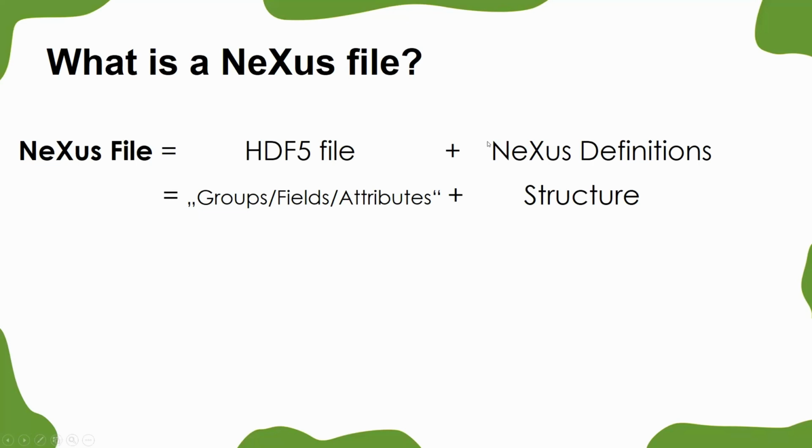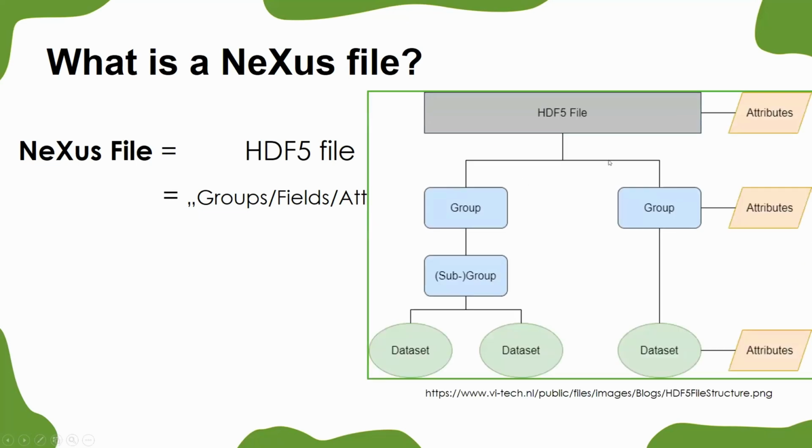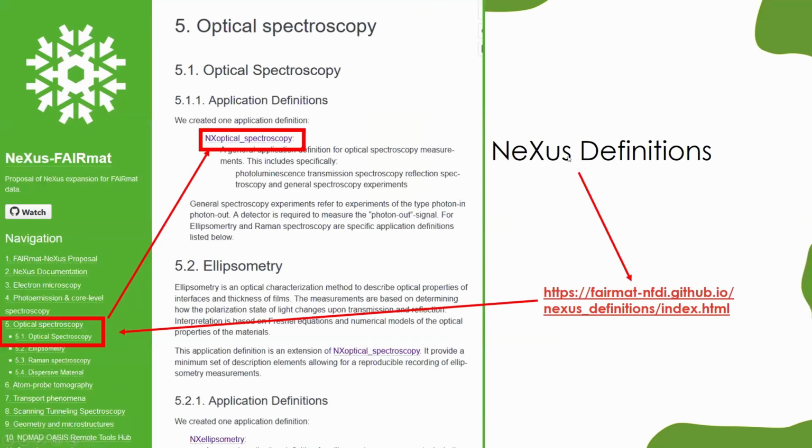Let's come to the NeXus definitions. Here again, shortly, an overview of a NeXus file, of an HDF5 file. An HDF5 file can contain groups. Groups can contain data sets. Groups can also contain groups. And in principle, everything can have an attribute which describes this group or data set in more detail.